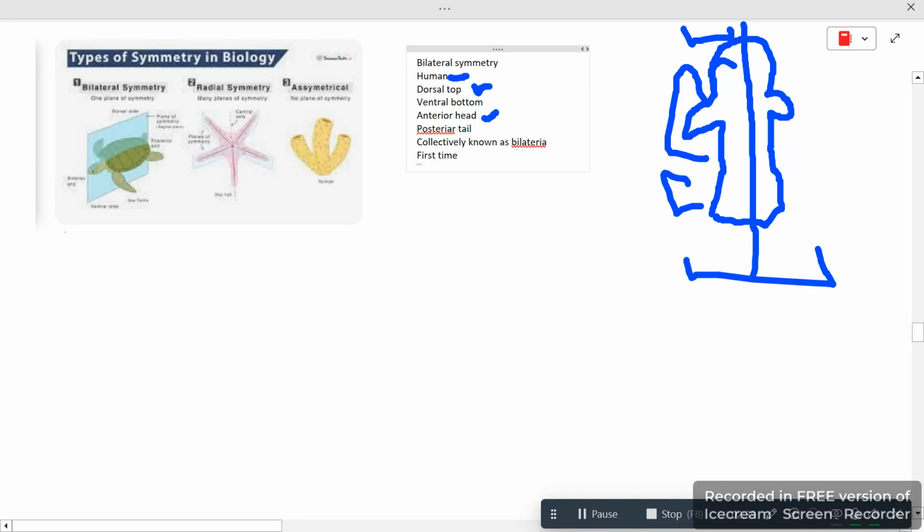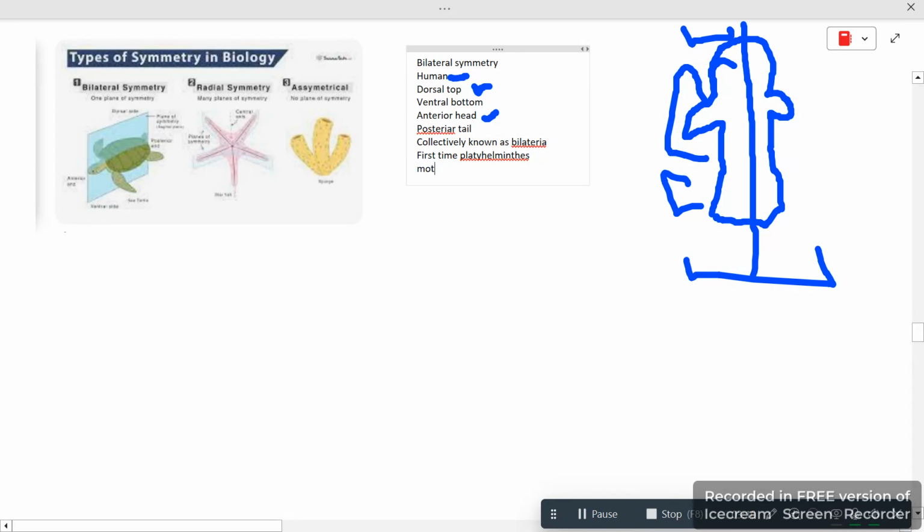But let me tell you, bilateral symmetry was first seen in the platyhelminthes. If we take an example, the platyhelminthes was the first kingdom where we see bilateral, like equal division of all of the parts.